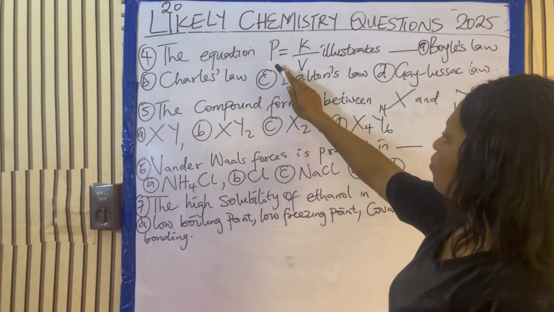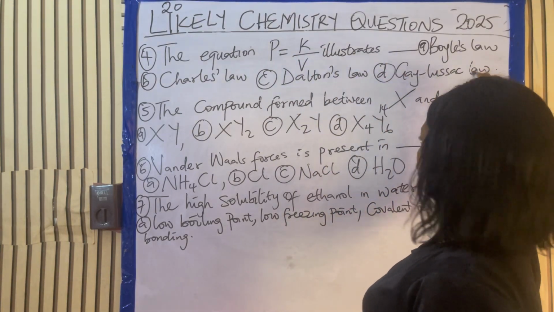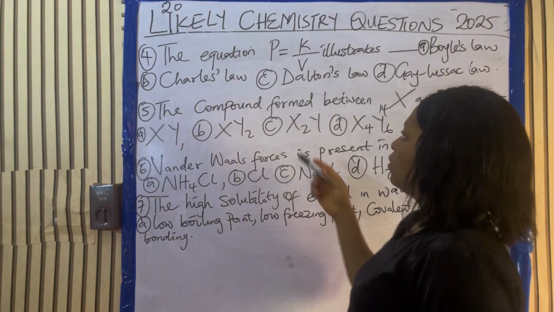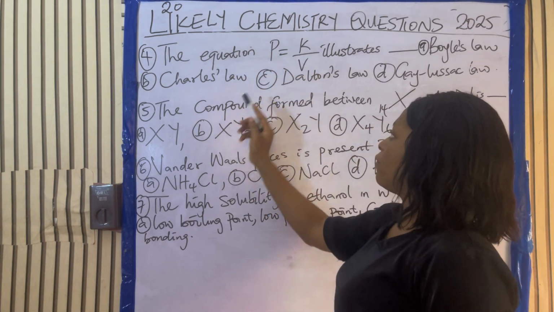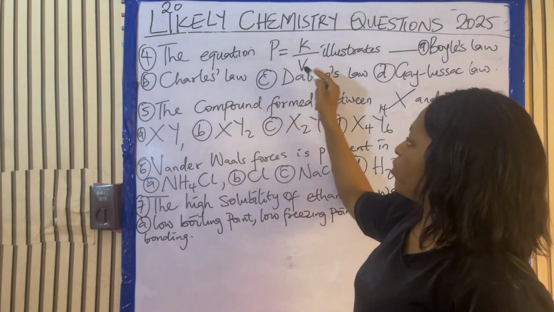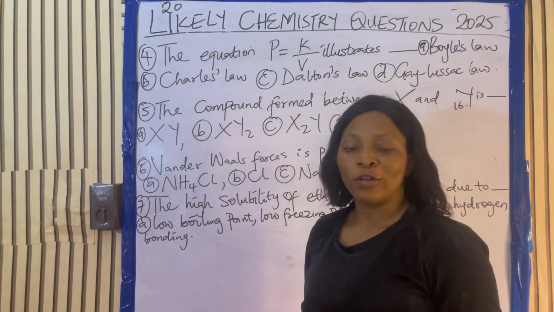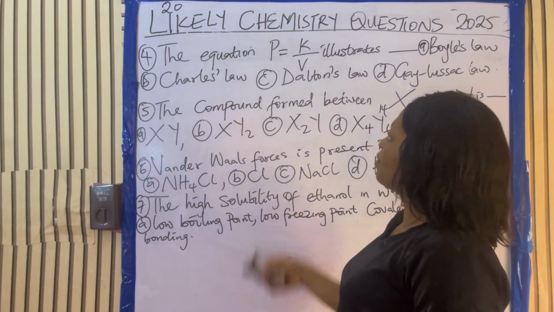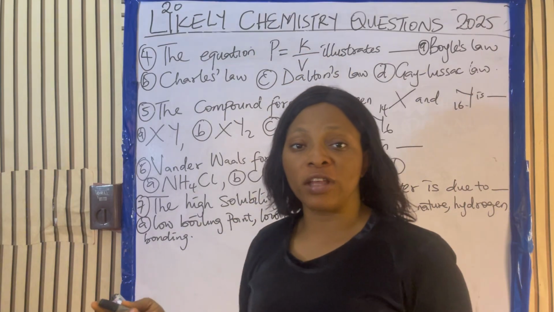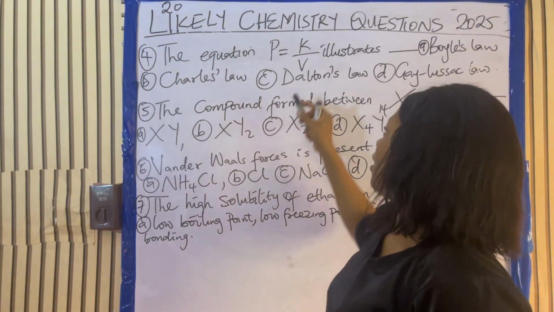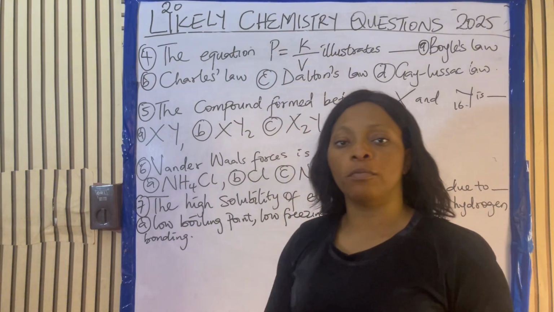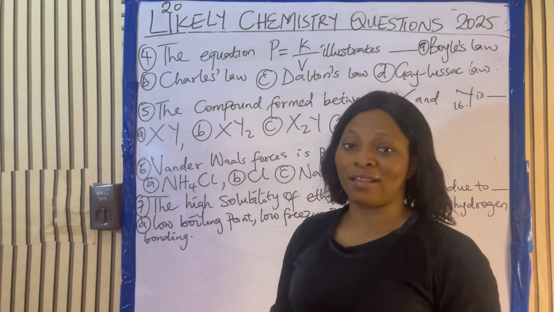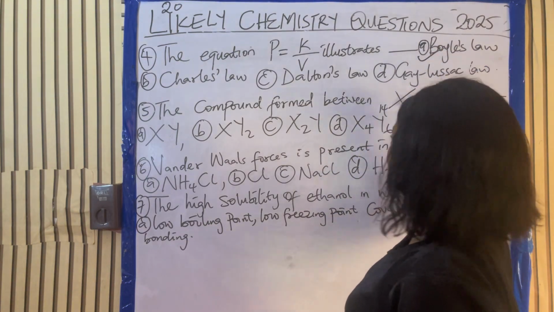The equation P equals K over V illustrates what? Boyle's law, Charles' law, Dalton's law, Gay-Lussac law. Now, P is equal to K over V. That means that P, or pressure, is inversely proportional to volume. So which law states that pressure is inversely proportional to volume? Since there is no temperature here, that means the temperature is constant. So which law states that pressure is inversely proportional to volume and the temperature is constant? The only law that states that is Boyle's law.